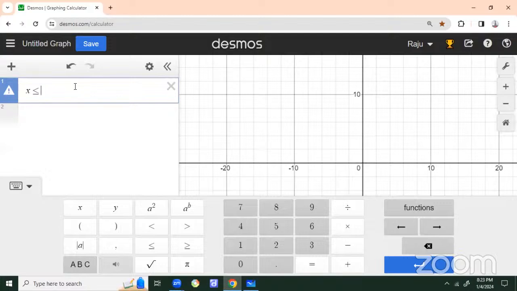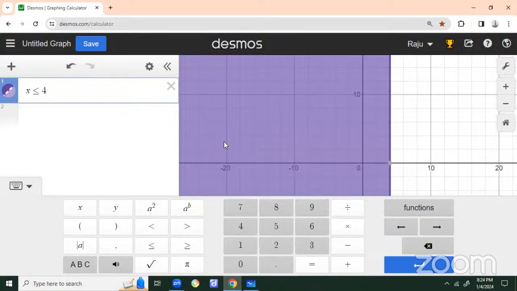Parallel to y-axis, right? Parallel to y-axis and passing through the point, let's say 4 units away from y-axis, right?